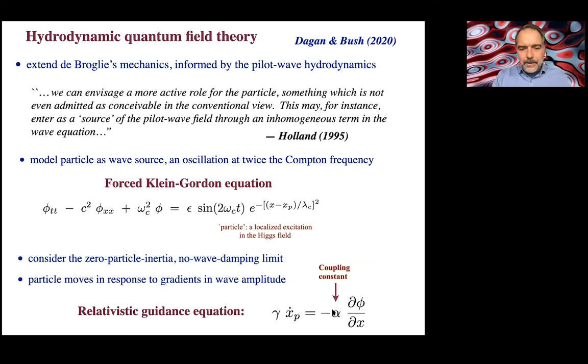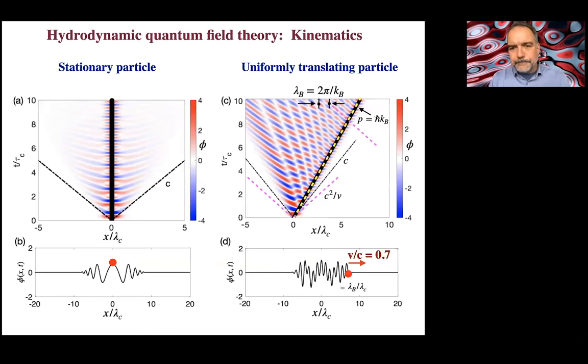Okay, so here's our guidance equation. Notice there's no inertial term. We just have the particle moving in response to the gradient of the wave, and there's a single free parameter in the system, which is this coupling constant alpha. So what happens is you set the particle, basically exciting the Higgs field locally at twice the Compton frequency. It generates a wave field with the Compton wavelength. And this is just kinematics.